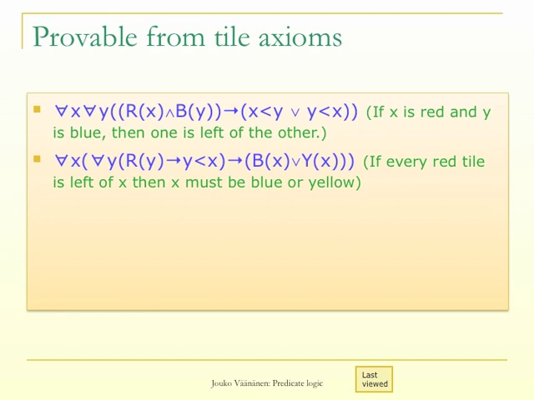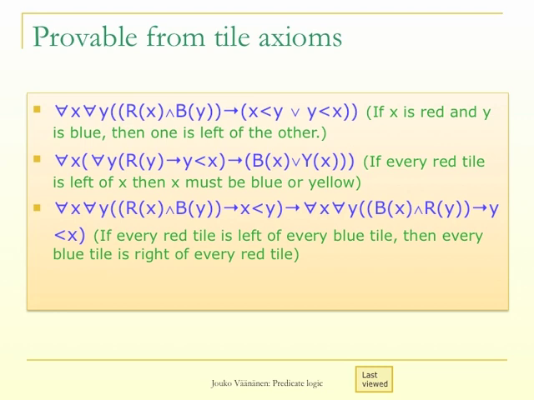Then, if every red tile is left of x, then x must be blue or yellow. In symbols, for all x, left parenthesis, for all y, left parenthesis, ry implies y less than x, right parenthesis, implies left parenthesis bx or yx, right parenthesis. The idea is that if we look at a tile x, and we know that every red tile is strictly left of x, then x cannot be red because then it would be strictly left of itself, which is impossible by the axioms of order.